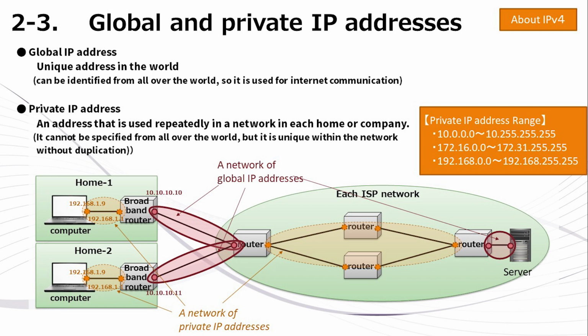private IP address. A global IP address is the only address in the world. Since there is no duplication, it is possible to communicate on the internet that spreads all over the world. A private IP address is an address that is used repeatedly within each home or business. However, private IP addresses also need to communicate on each network, so they will be unique addresses that do not overlap within the network. If a private IP address overlaps with a global IP address, the internet cannot be used normally. Therefore, the range in which private IP addresses can be used is determined as follows.